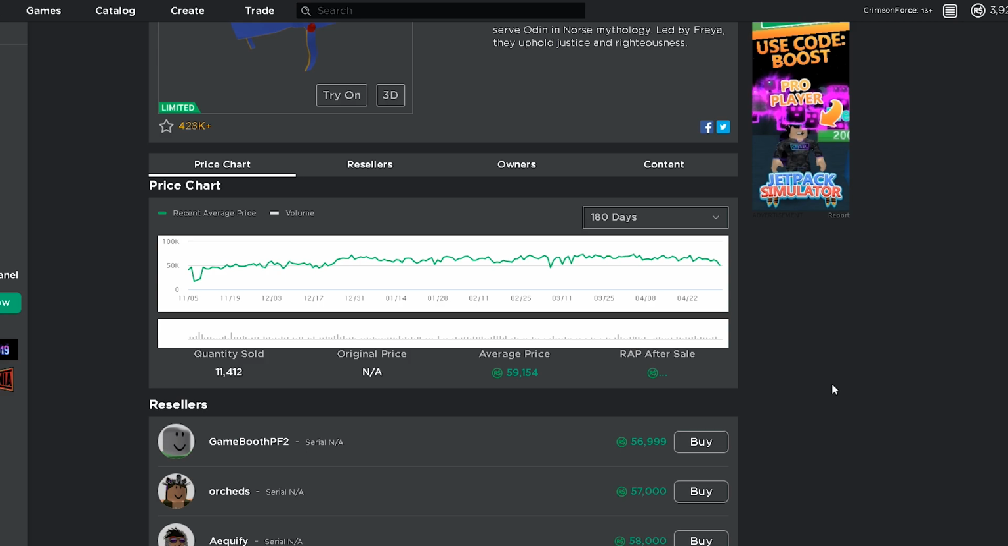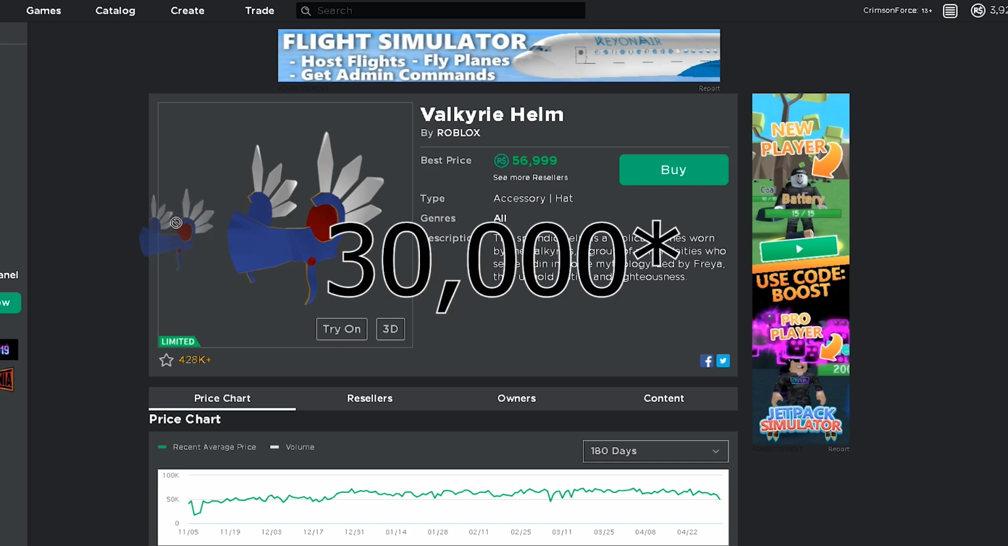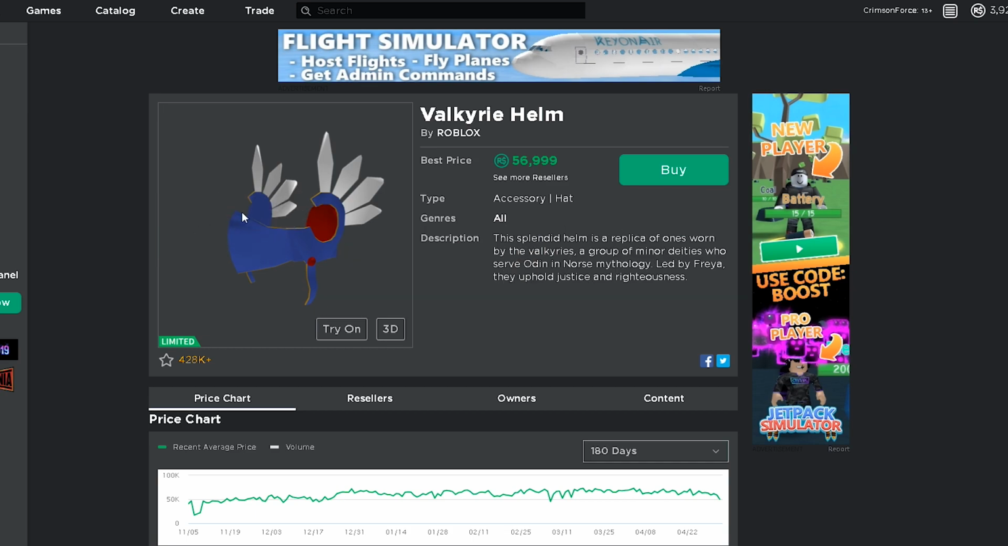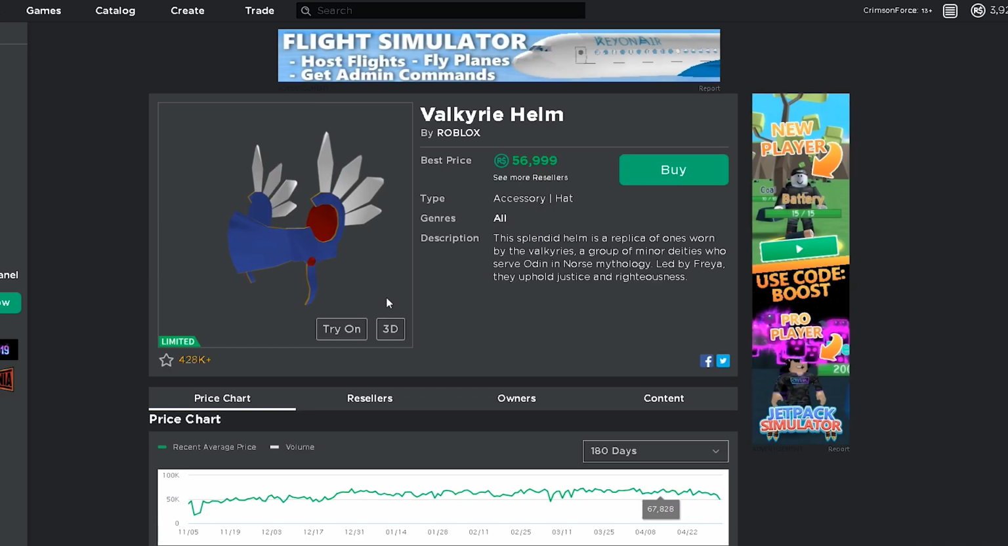this used to be a lot less than the classic fedora. This used to sell for, I believe, 3,000 tickets, but that was way after classic fedora even went limited. But the reason why this has been going up is because the demand is higher, which is because people pretty much like this item more. Like this fits in a lot of hat combos, which, I mean, so does classic fedora. However, this Valkyrie helm is pretty much an original item.